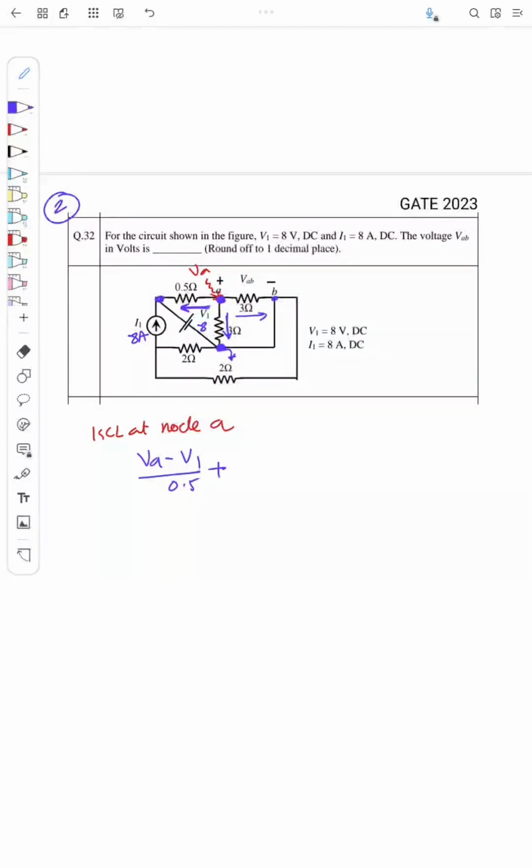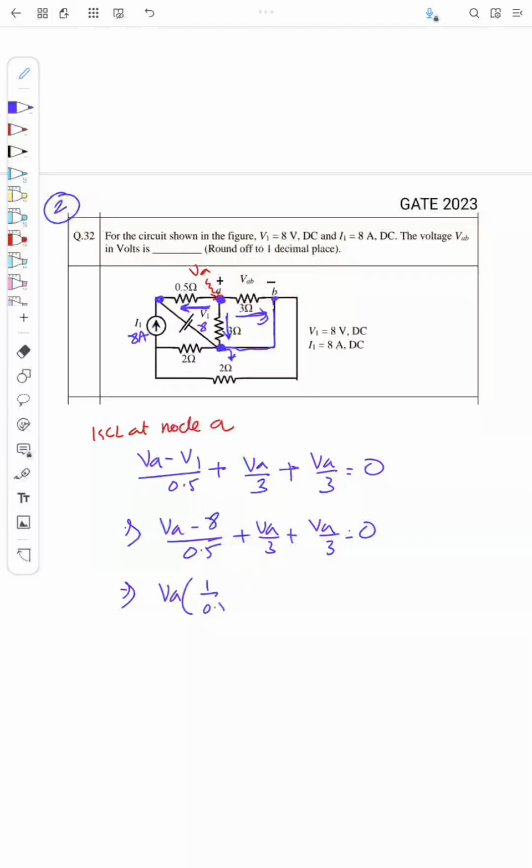Plus this current. So what is this? The voltage across the resistance 3 ohm, right? So VA by 3, that is this current, plus what is this current? This is the voltage across 3 ohm, that is VA minus VB. VB is now actually ground, right? So again it is VA by 3. This is equal to 0, right? Here V1 is actually 8 volt. So if I substitute it, VA minus 8 by 0.5 plus VA by 3 plus VA by 3 equal to 0.